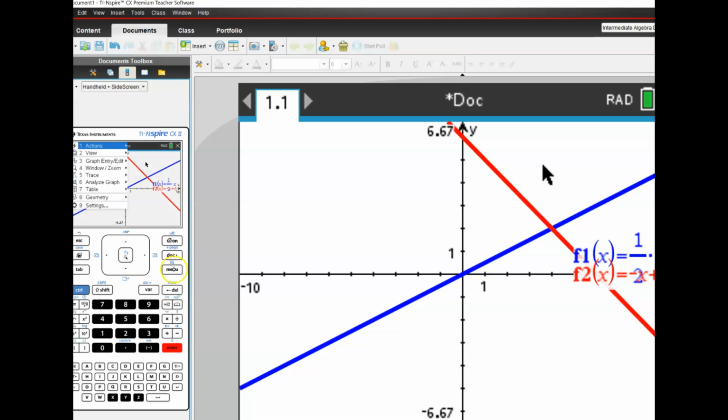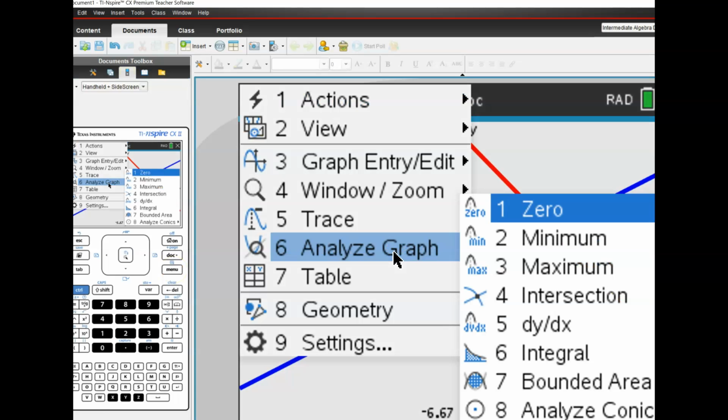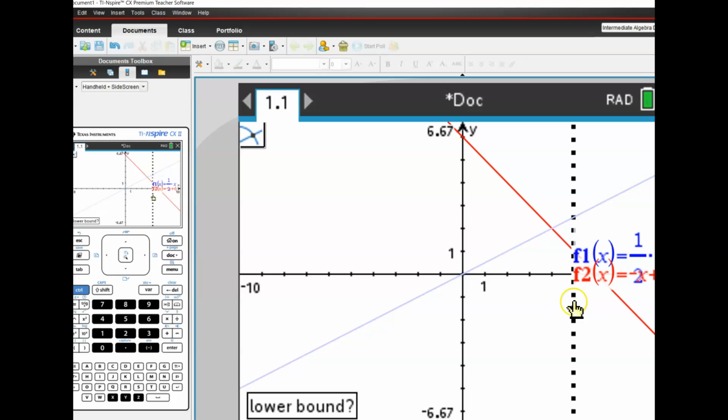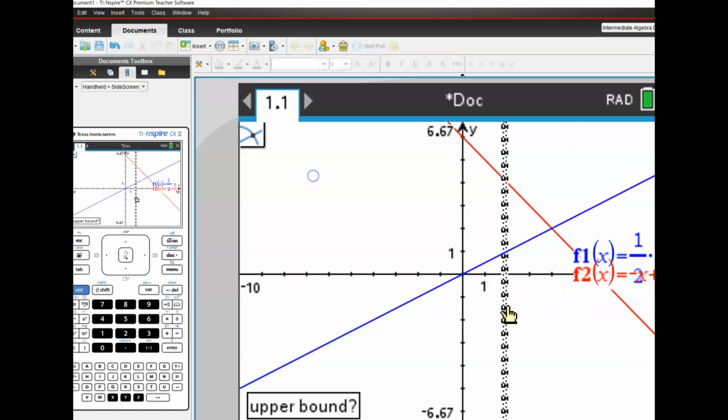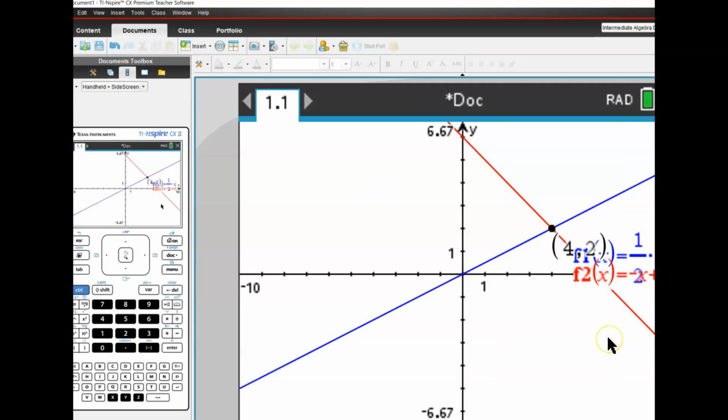So you push menu, analyze graph. Menu, analyze graph, and then guess what? We're going to click intersection. I don't want you to click anything else. All I wanted you to do is get to this point where it's blinking. Lower bound, you go to the left of your intersection. Upper bound, you scroll and you go to the right, and it pops up your intersection. It tells you where this occurs.